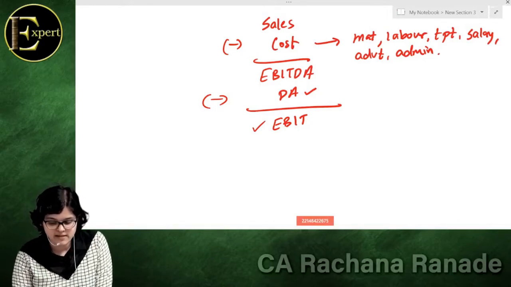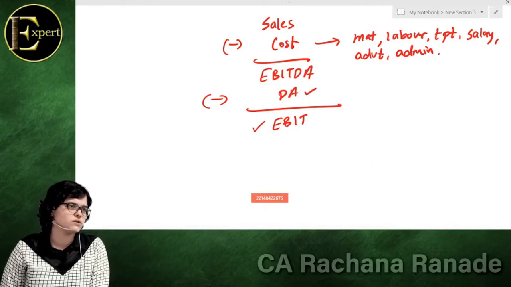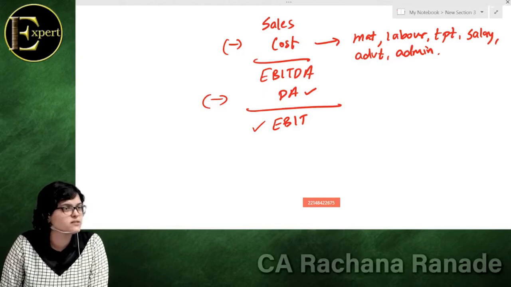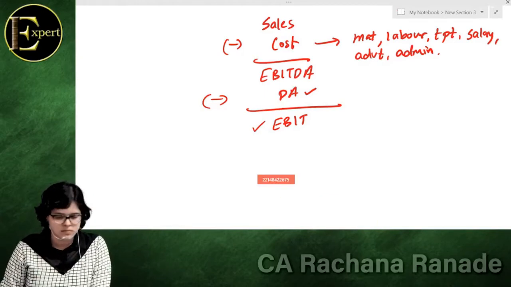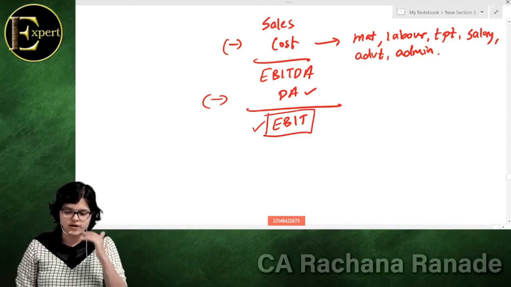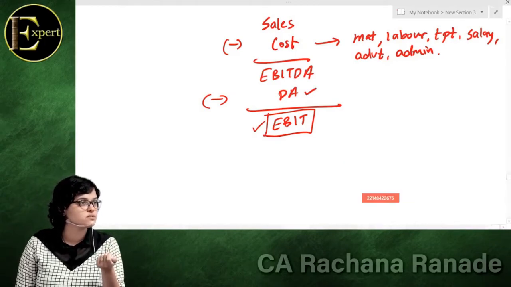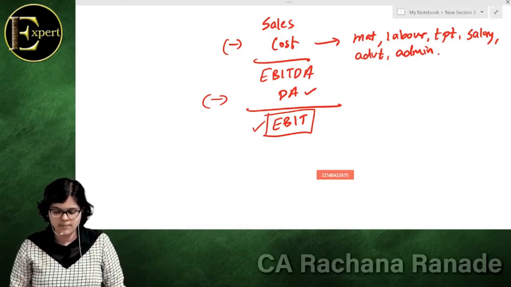So what I get is EBITDA. From that I deduct what? Depreciation and amortization. Why am I deducting depreciation? Is it my cost? Why is it my cost? Because the value of my asset is reducing. So can I say this profit, EBIT, earning before interest and tax, is my profit from core operations? Correct?